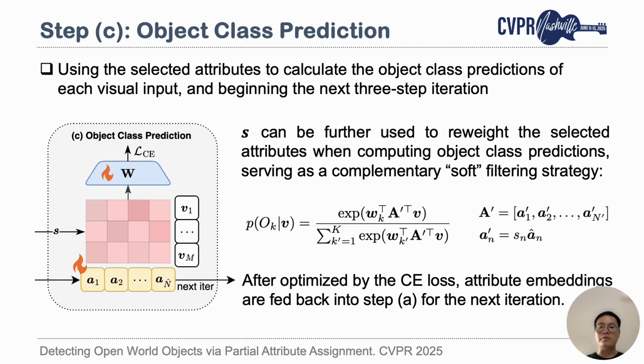Finally, in the third step, we use the selected attributes to calculate the object class predictions of each visual input. When calculating the class predictions, we use the relevance score S to reweight the selected attributes, which serves as a complementary soft filtering strategy besides the hard selection in the previous step. The attribute embeddings are optimized by the cross-entropy loss and then undergo the next round of the three-step iteration.